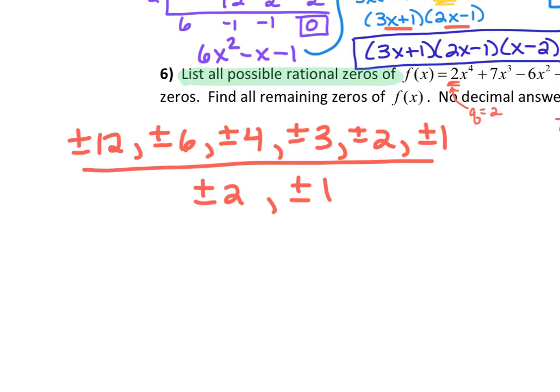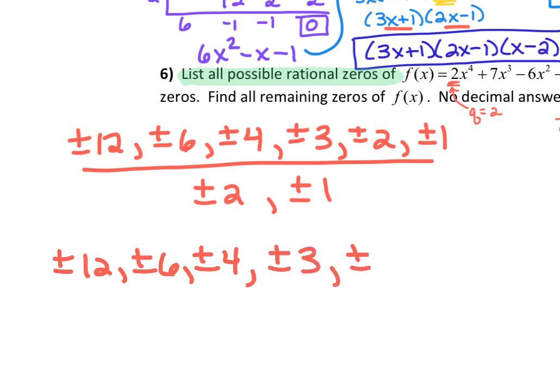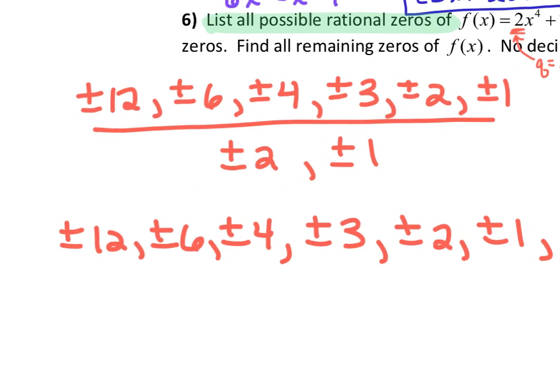And so I'll start with the ones, because those are the easier denominators. So 12 over 1, 6 over 1, 4 over 1, and so on. So I get plus or minus 12, plus or minus 6, plus or minus 4, plus or minus 3, plus or minus 2, plus or minus 1. And then take each of those over 2. But for example, when you're doing 6 over 2, well, 6 over 2 is 3, and you've already got 3. So you don't need to write that again.